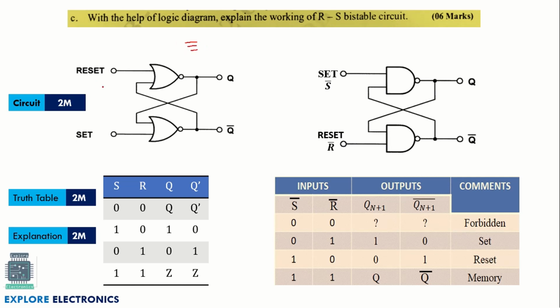R in the sense that is reset, S is set. It will be having two stable states 0 and 1, and outputs are Q and Q bar. Those two are complementary to each other. These are the things you are supposed to explain.